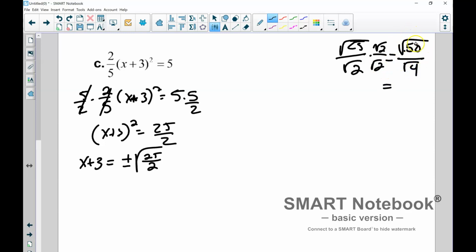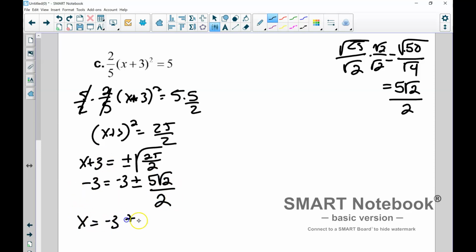So when I reduce the square root of 50, well, the perfect square that goes into 50 is 25. The square root of 25 is 5. So I'm left with 5 times the square root of 2, over 2. Okay, so this is how that got reduced. Now back over here to this problem, I'm going to subtract 3 from both sides, plus or minus, and now I'm going to bring down what I reduced over here. So I have 5 square roots of 2 over 2. This looks ridiculous, but this is actually what I want. That's your answer.